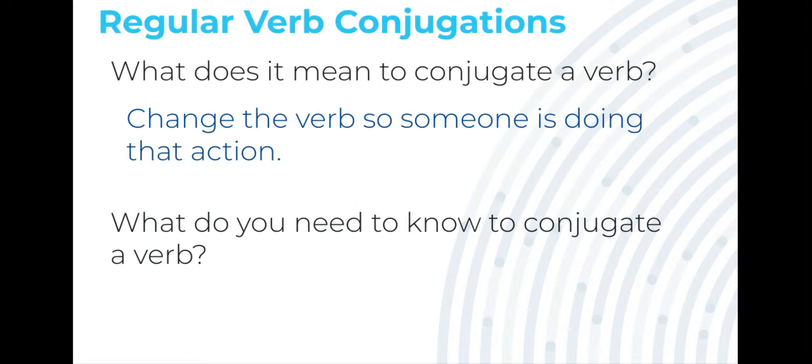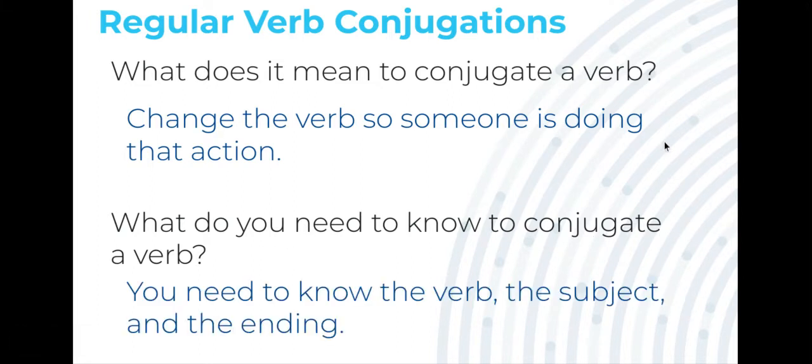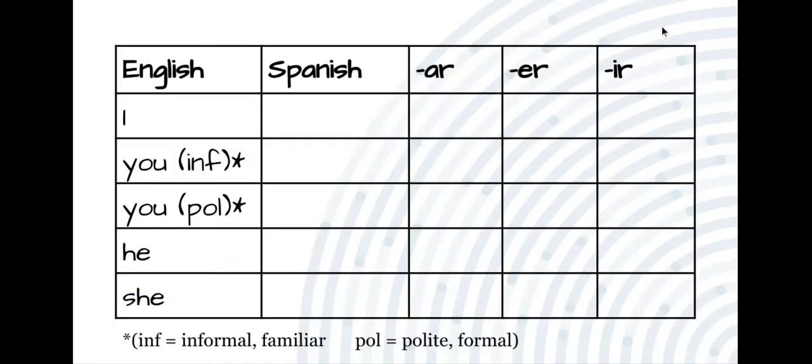Conjugating a verb is changing the verb so someone is doing the action. We conjugate verbs every sentence in English. You don't even realize you are doing it. And so we need to learn how to do that in Spanish too if we're going to create sentences. And so what you need to know to conjugate a verb is simply you need to know the verb, you need to know the subject, and you need to know the ending. And those three things are going to help you successfully conjugate a verb.